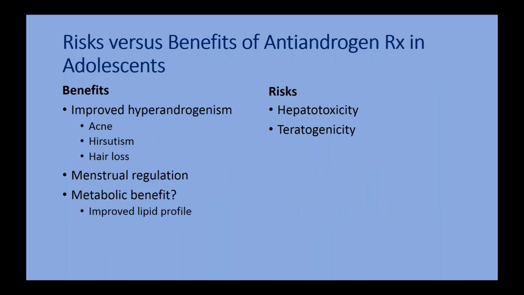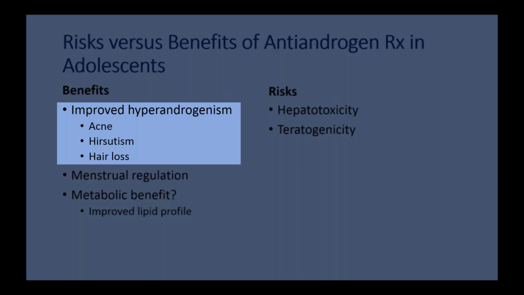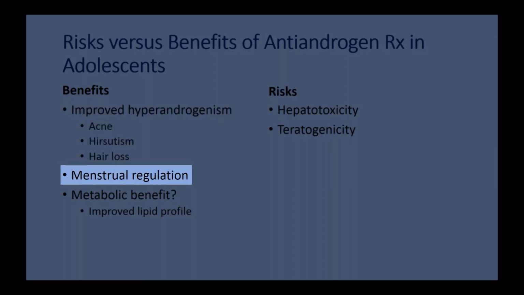Risks versus benefits of an anti-androgen in the adolescent population. I've already breezed through this, but to recap, anti-androgens improve symptoms of androgen excess, hirsutism, acne, and hair loss, recognizing that for hair-related symptoms there may be a lag of even up to 6 months. A proportion of adolescents using anti-androgens may even experience improved menstrual regulation, particularly if high androgens are feeding back into disruption of GnRH signaling.